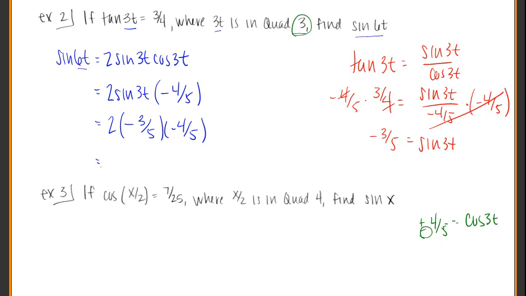2 times 3 is 6. 6 times 4 is 24. 5 times 5 is 25. So my answer, by the time I've gotten all this done and complete, says that sine of 6t is 24/25. And we can call that one done.